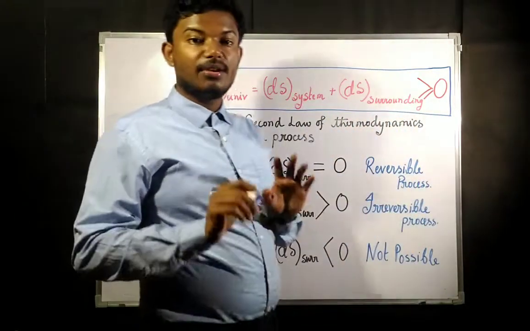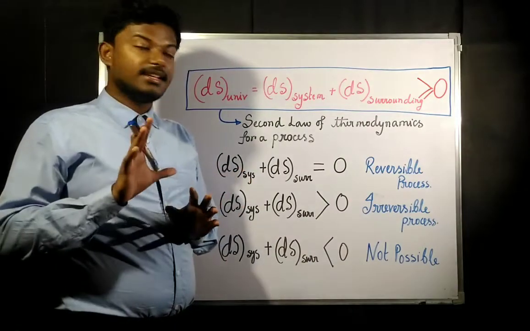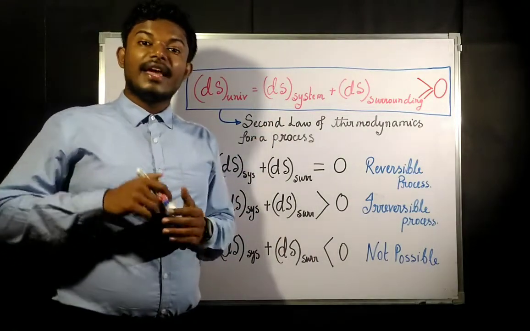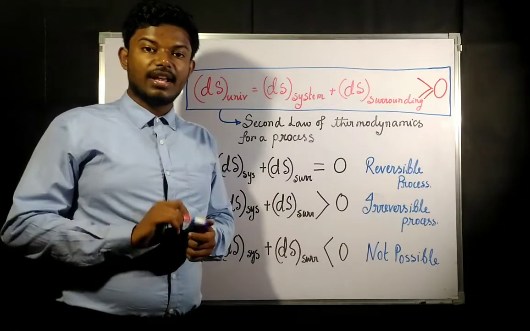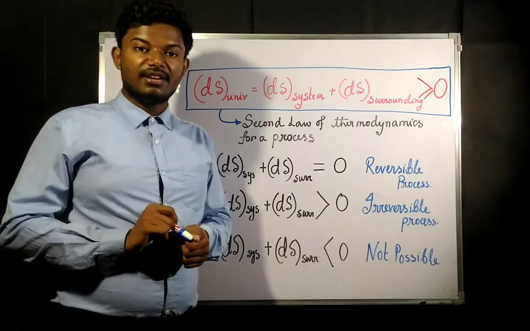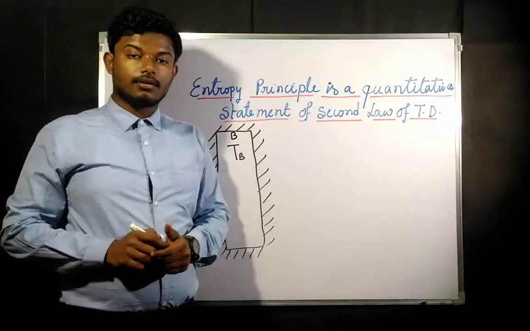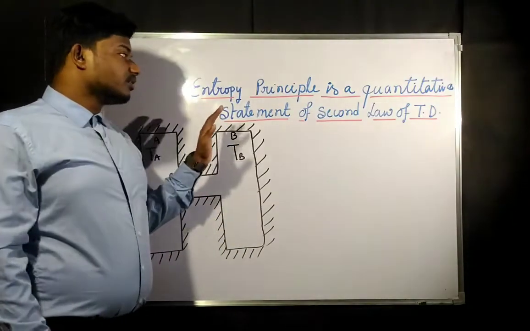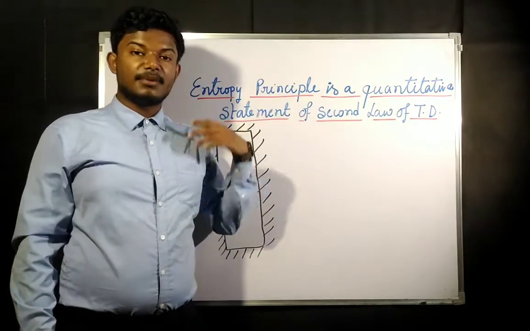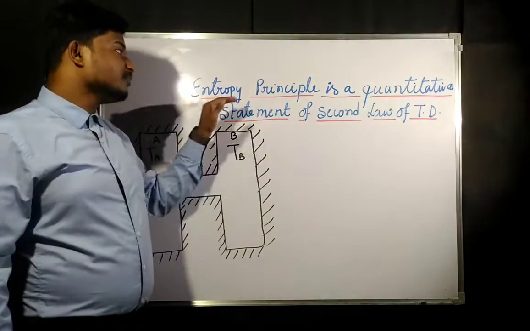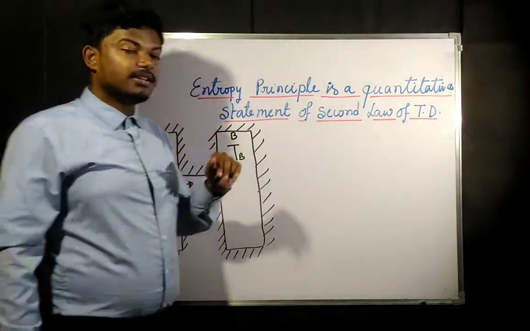So from the second law we can say that the entropy of the universe is never going to decrease. Now we are going to see that the entropy principle is nothing but a quantitative statement of the second law of thermodynamics. Entropy principle is the second law.